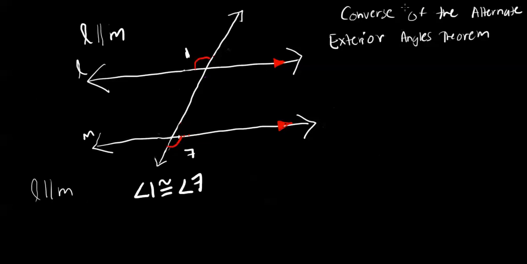The last theorem we're going to look at for this section is theorem 3.6, converse of the alternate exterior angles theorem. The theorem states that if two lines and a transversal form alternate exterior angles that are congruent, then the two lines are parallel. So when we look at this diagram, if angle 1 is congruent to angle 7, as indicated in the picture by the red lines, then we can justify that line L is parallel to line M.